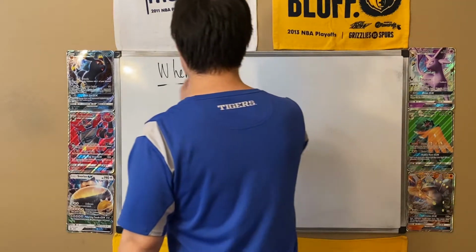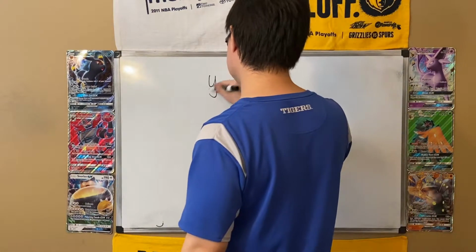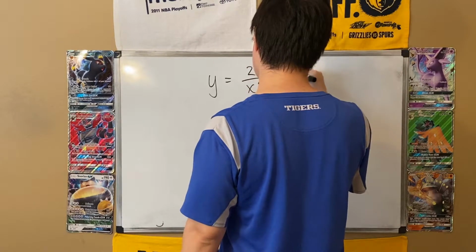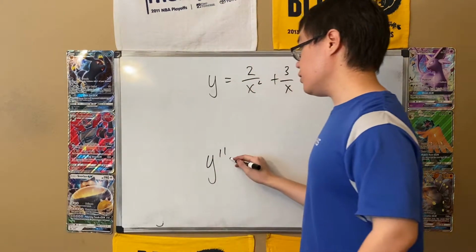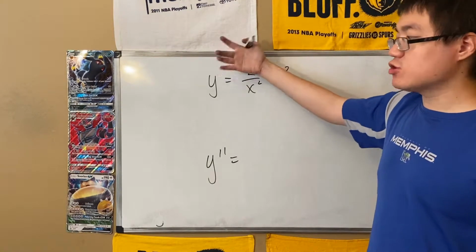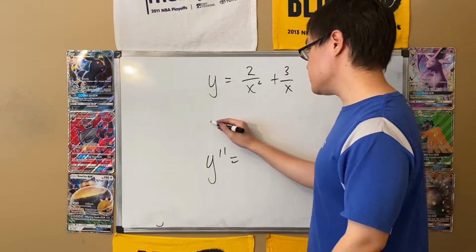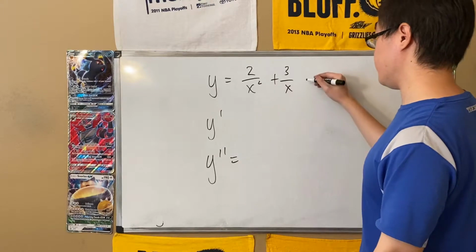So you never should miss a derivative question because you just didn't memorize the derivative. So let's start off with y is equal to something like 2 over x squared plus 3 over x. And what I want to find is y double prime. So again, all you do is, you can't go straight from y to y double prime. So what we need to do is we need to take a derivative. So we're going to first end up at the first derivative, and then we'll end up at the second derivative.